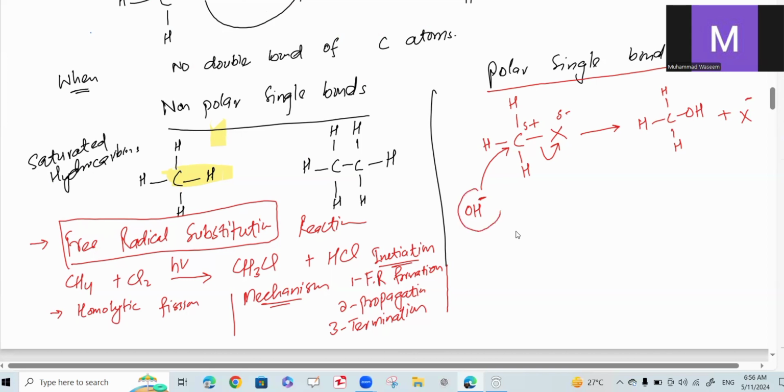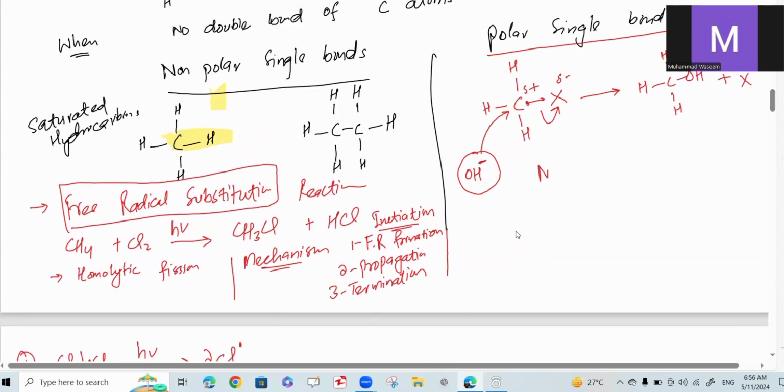This is a nucleophile. It has a negative charge. It has an excess of electrons. It's looking for a nucleus which has a deficiency of electrons, because X is more electronegative and is attracting both of these electrons towards itself. So somehow this carbon has a deficiency of electrons. So the nucleophile finds the opportunity to attack on it, and in this way you will see that nucleophilic substitution reactions occur.